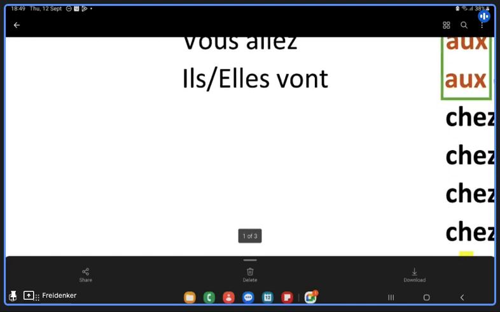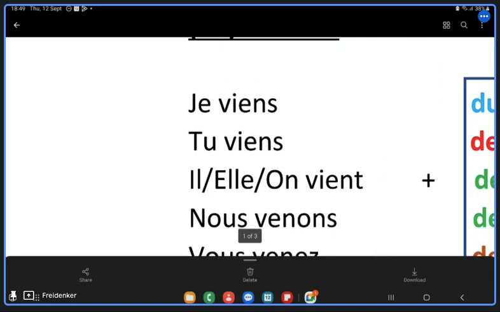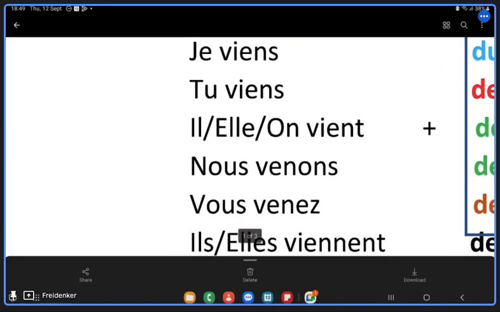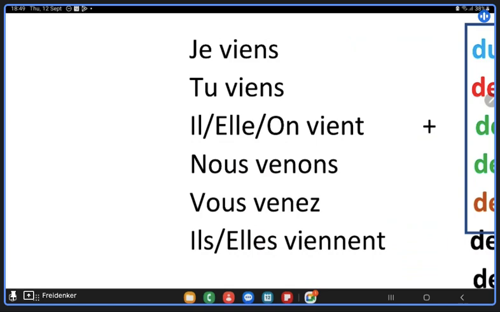The other verb is not new, all of you know this. This is venir. Venir means to come. So, je viens means I come. Tu viens means you come or you're coming. Il, on vient means he or she comes or is coming. Nous venons means we come or we are coming. Vous venez means you are coming. You're supposed to know the difference between tu and vous. Both of them are different use. Ils, elles viennent. They are coming or they come.